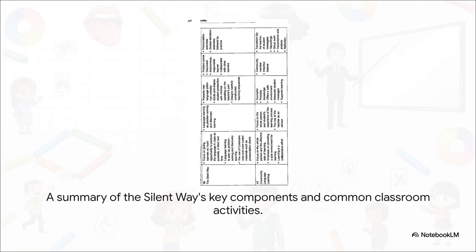This image here kind of pulls it all together. You can see the theory on the left. Learning is problem solving. In the middle, you've got the roles. The teacher is the silent guide, and the learner is the active problem solver. And that leads to the activities on the right, like pronunciation work and group collaboration, all driven by the students themselves. It really shows you how it's all one connected system.